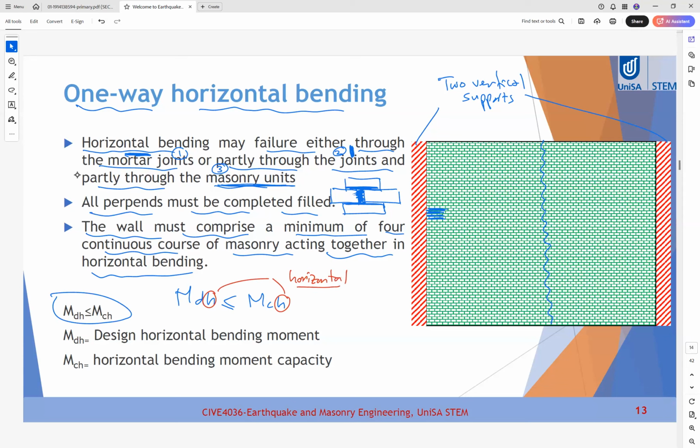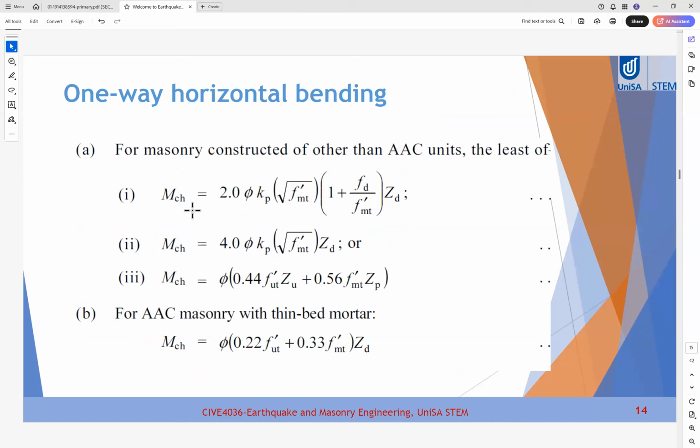So same idea, the design horizontal bending moment should be less than the horizontal bending moment capacity. So again, M design less than or equal to M capacity of the wall. But because it is horizontal direction, we give it the subscript H. So let's go through how to find the values of MCH.